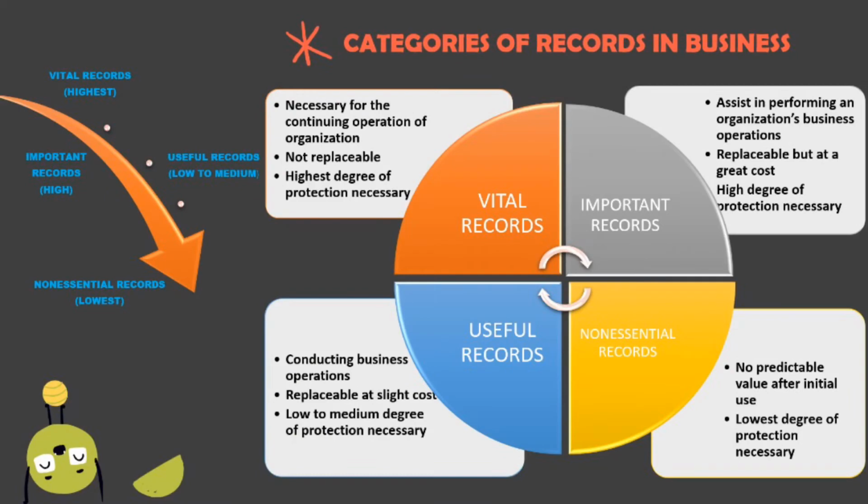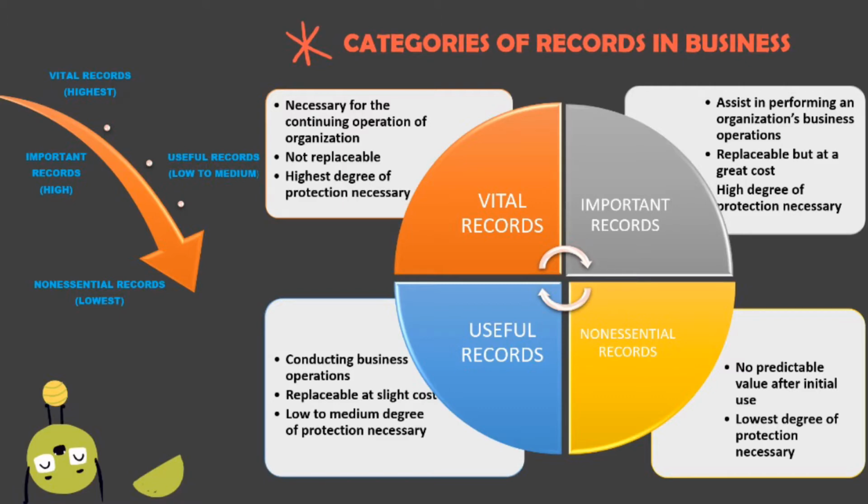In addition, records are important to organizations and they require special measure of protection. Those categories fall into 4 types, which are vital records, important records, useful records, and non-essential records. Firstly, vital records. It is necessary for the continuing operation of an organization. It is usually not replaceable and has the highest degree of protection necessary. For example, legal papers, articles of incorporation, or titles to property.